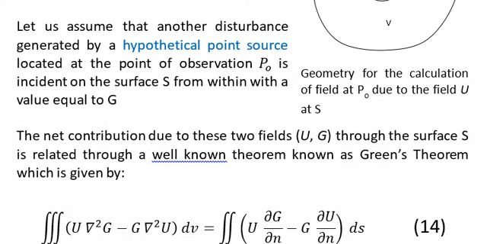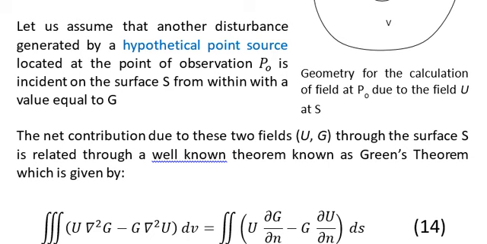Let's assume that another disturbance generated by a hypothetical point source located at the point of observation P naught is incident on the surface capital S from within with a value equal to G. And on the geometry, I have written that geometry for the calculation of a field at a point P naught due to the field U incident at the surface capital S.